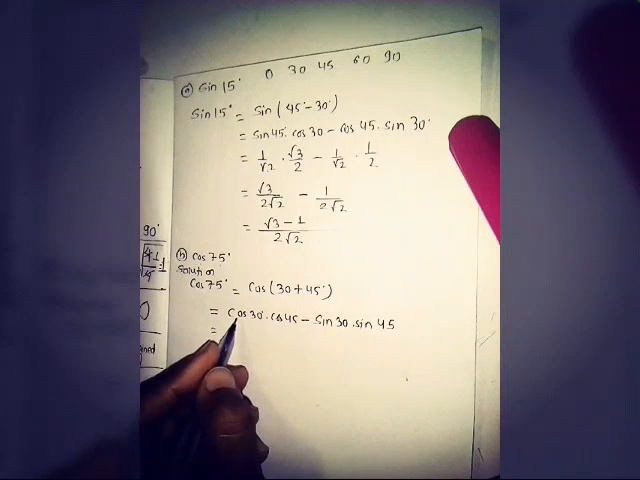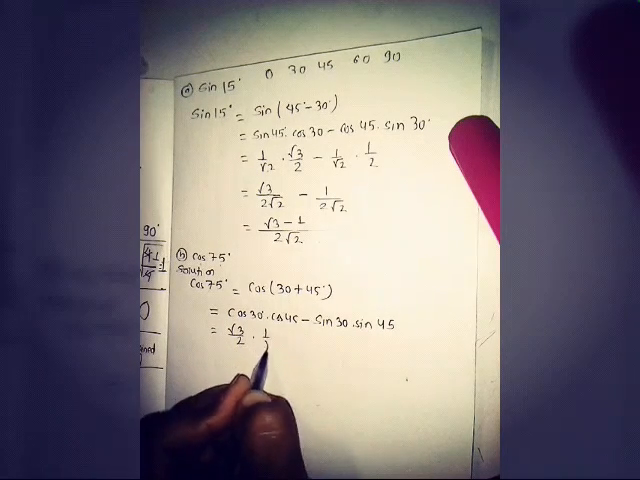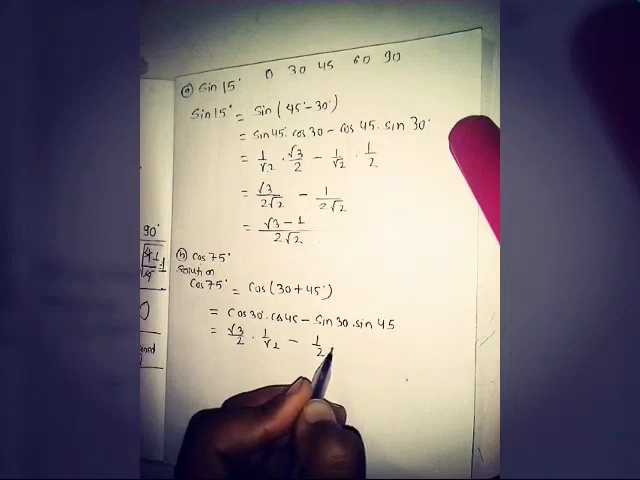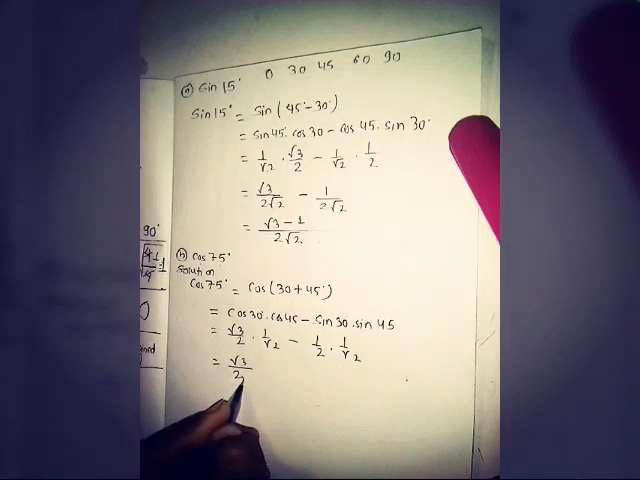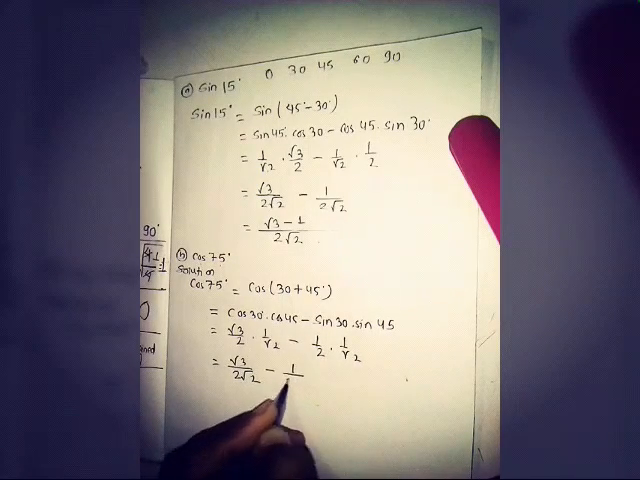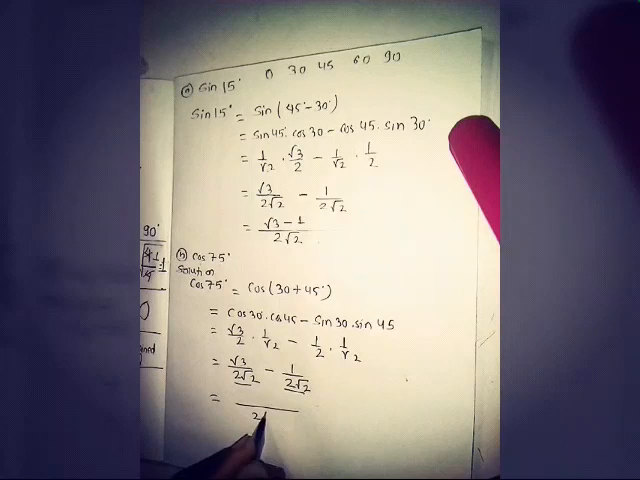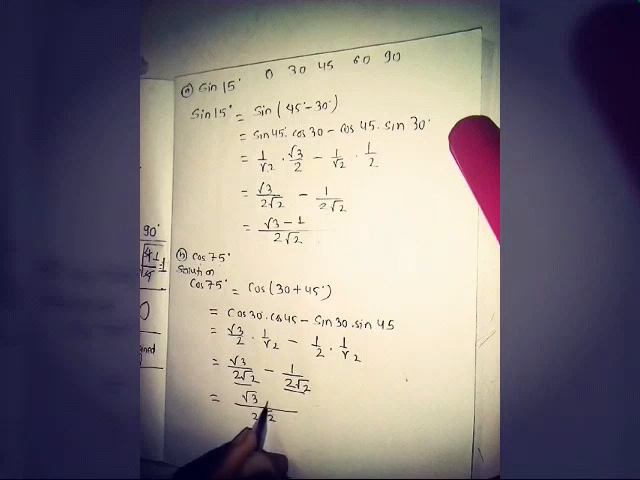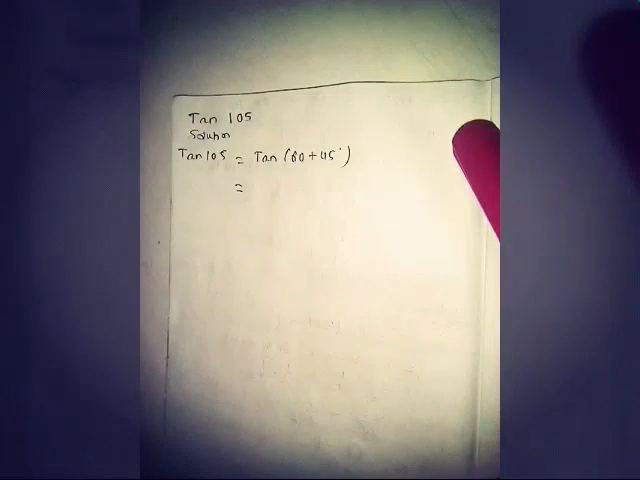Now the value of cos 30 degrees is root 3 by 2. Cos 45 is 1 by root 2, minus sin 30 degrees, that is 1 by 2, into sin 45, that is 1 by root 2. If you multiply this, we have root 3 divided by 2 root 2 minus 1 divided by 2 root 2. Now let's take the LCM again, which is 2 root 2. On top we have root 3 minus 1. Okay, we have the same value in the case of sin 15 degrees and cos 75 degrees.